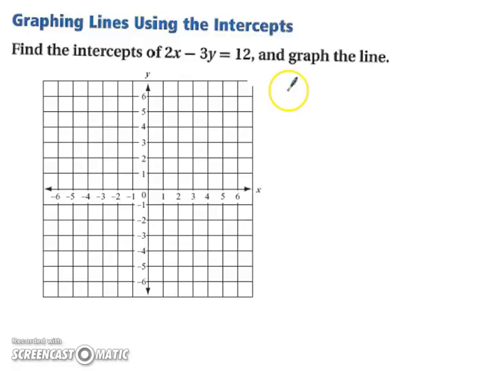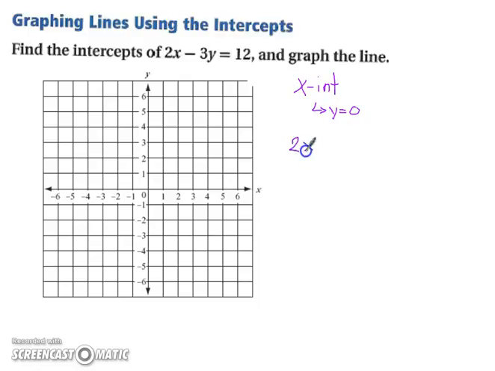So we can start with the x-intercept. Now, to find the x-intercept, we want a number for x. So if we want a value for x, we're going to substitute 0 in for y. Because when you have an x-intercept, y doesn't exist because it's on the x-axis. Either way you think about it, it still works.